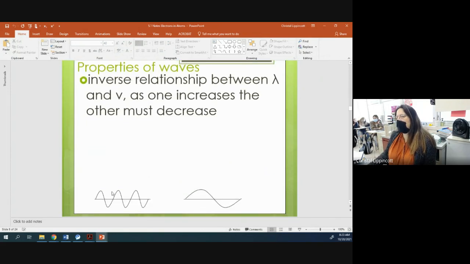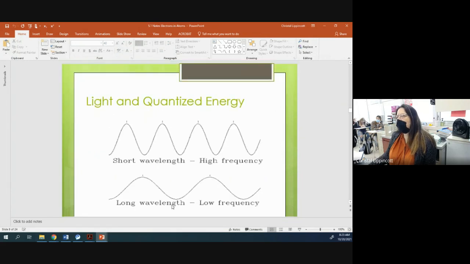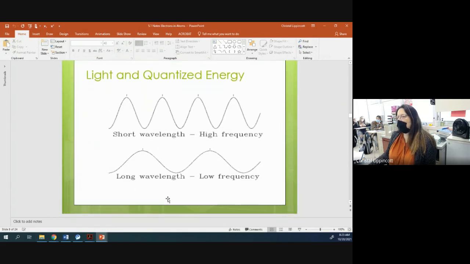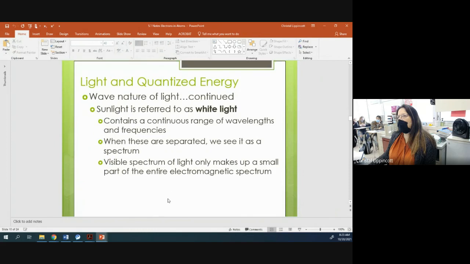All right. So, like I said, inverse relationship. If we have a shorter wavelength, we're going to have a higher frequency, and a longer wavelength is going to give a lower frequency. So that's just kind of the same thing.